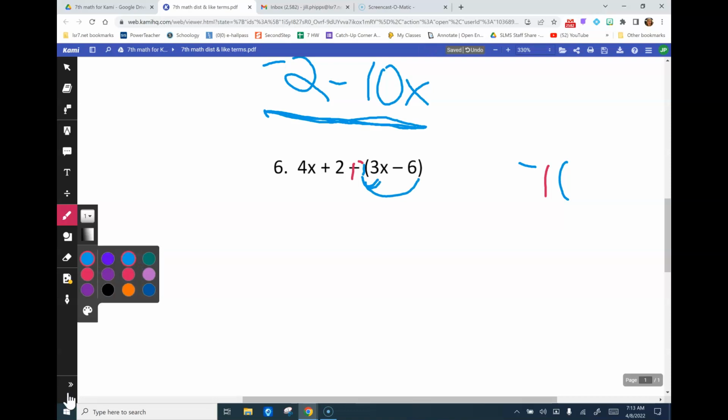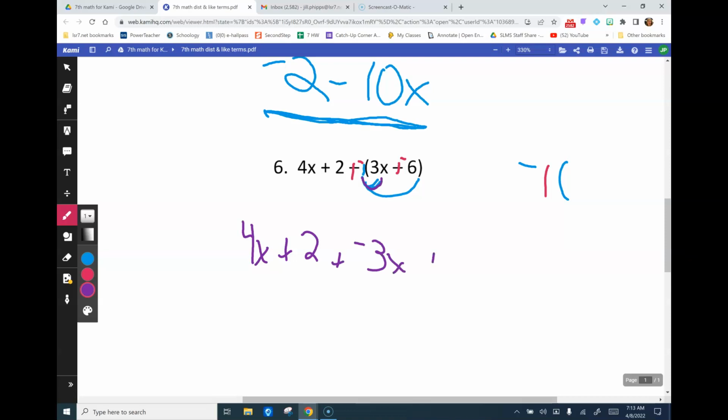Oh, hello. We see another one. So cross the line, change the sign there also. Okay, so here we go. The 4x just comes down. Now I'm going to take negative 1 times 3x, so that would be plus a negative 3x, plus negative 1 times negative 6. That would be 6, because a negative times a negative is a positive.